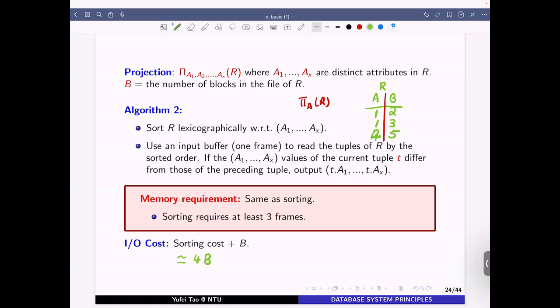So you can mark my words. I said given today's memory size, our memory is fairly large today, the I/O cost of sorting is basically 4 times the number of blocks that you need in order to store the relation. So that is 4 times B. All right, cool.